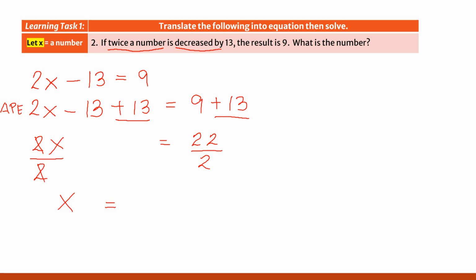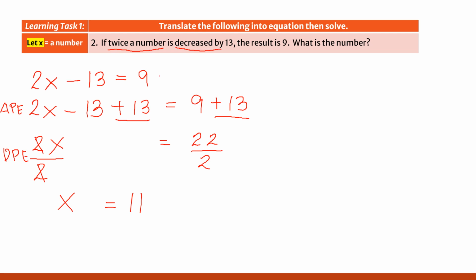And what is 22 divided by 2? Of course, the answer is 11. So, ano nga ang ginamit nating property of equality dito? Yung division property of equality. Okay? Now, let us check. Is x equals 11 correct?